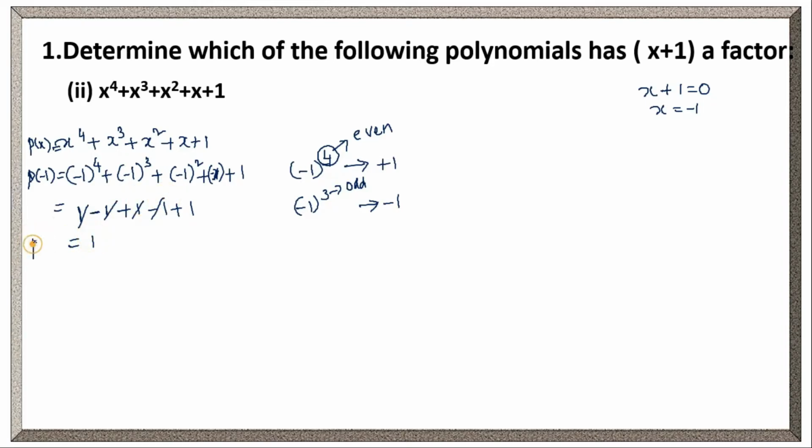What is the remainder we got? 1. P of minus 1 equals 1. So the remainder is not equal to 0. By the remainder theorem, we got remainder as 1, but it is not equal to 0. By the factor theorem, we can say x plus 1 is not a factor of p of x. Right? Therefore, x plus 1 is not a factor of p of x. Clear? Right.